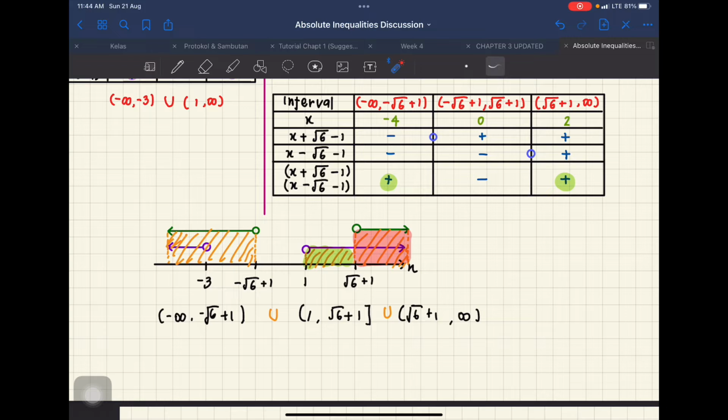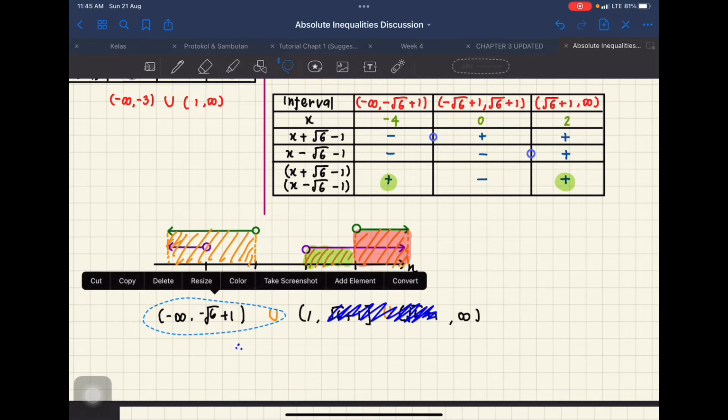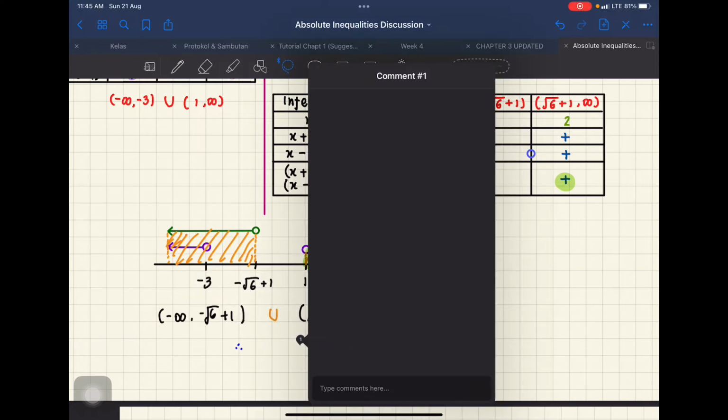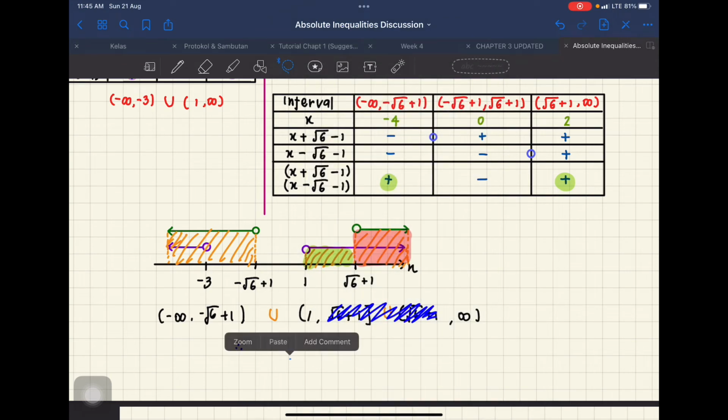So you just combine your answer. Awak gabungkan je jawapan awak. Awak buang yang ni. Buang yang tengah ni. Okay, so your final answer is, ambil balik yang belah kiri ni. Sorry. This one, copy, paste over here. Okay, and then you combine it with the one yang tinggal 1 sampai infinity. This one, settle. So ni jawapan kita.